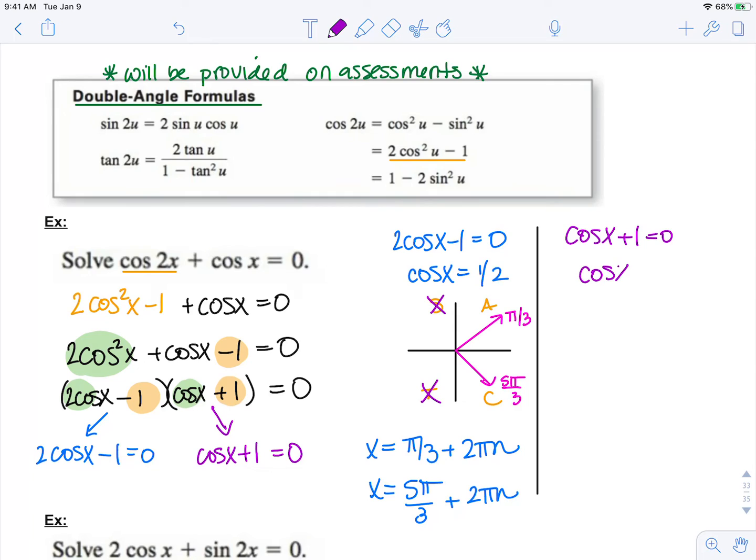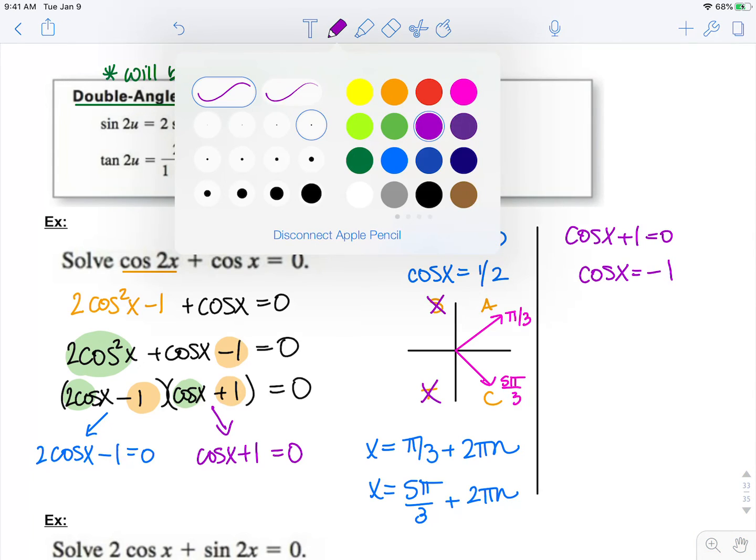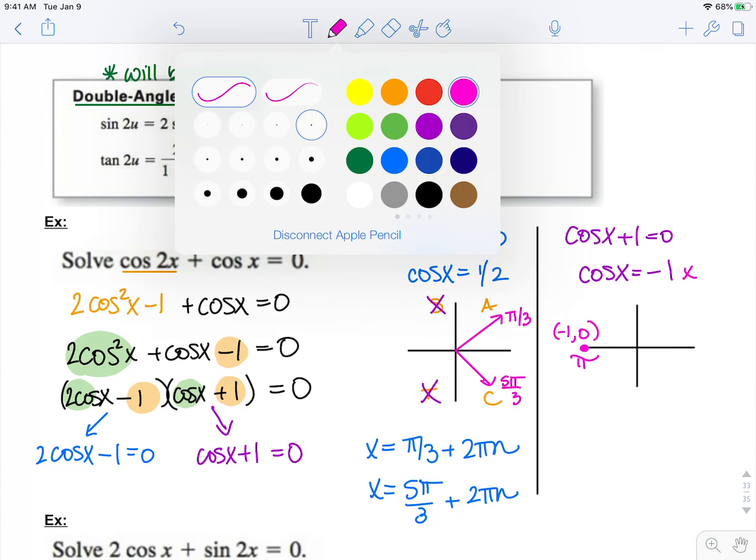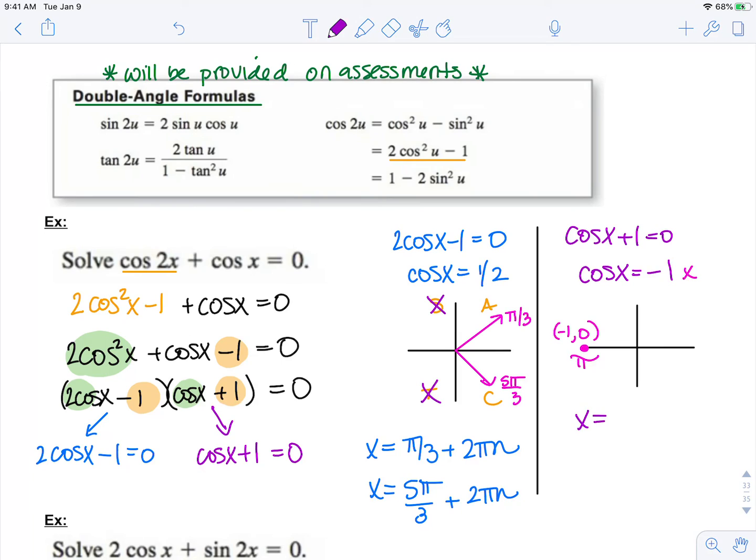Now here, cosine x equals negative 1. So remember, cosine is x. So where on my unit circle is x negative 1? And that is only here at the point negative 1, 0, where my angle is pi. So my answer here is x equals pi plus 2 pi n.